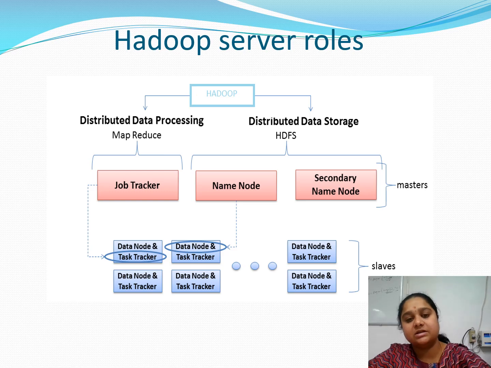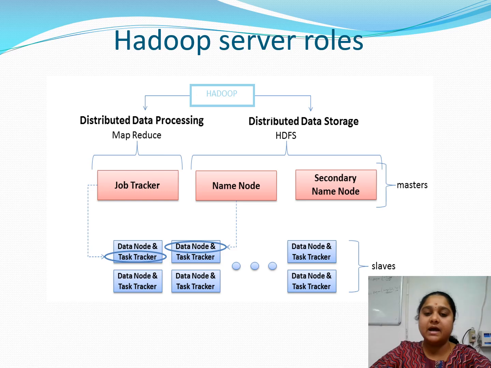Because this job tracker will assign the job, this name node will store the metadata. Metadata in the sense of data within the data. This data node will have the connection with other data. The data will be stored in the data node.